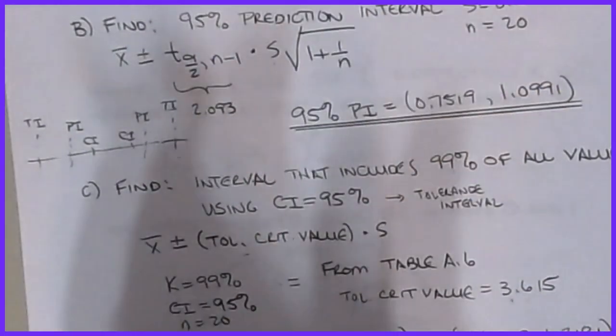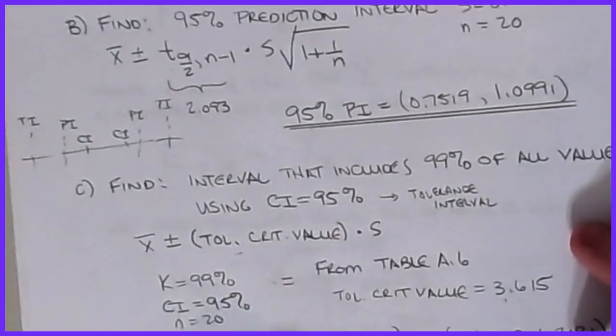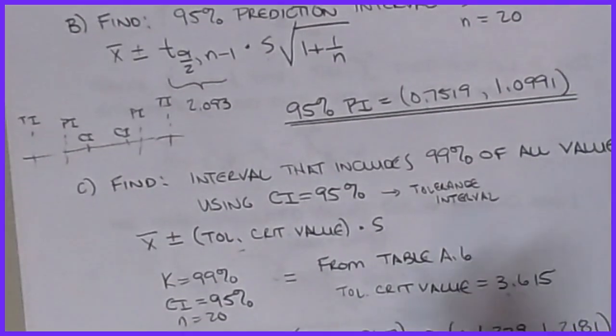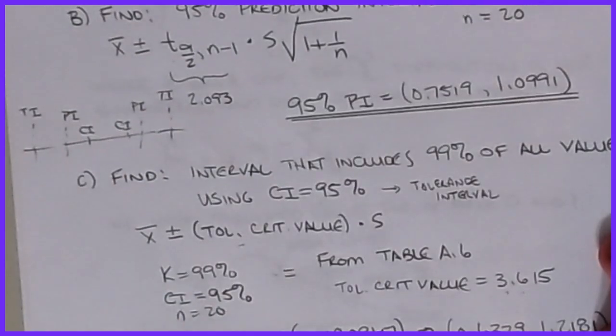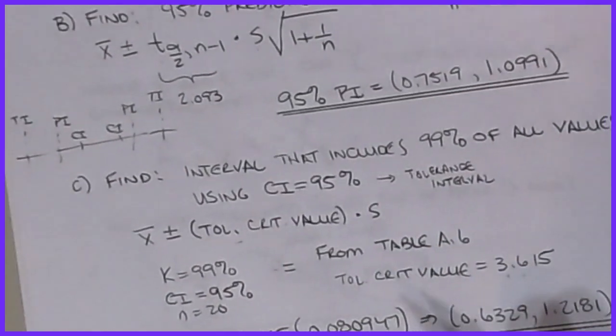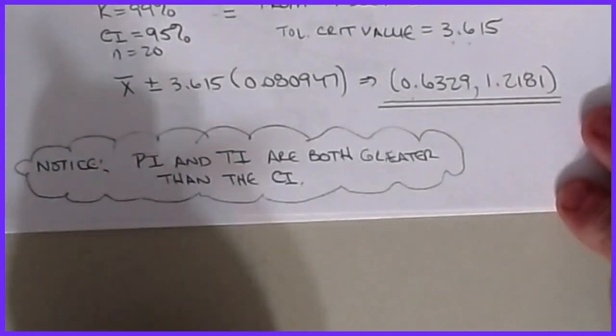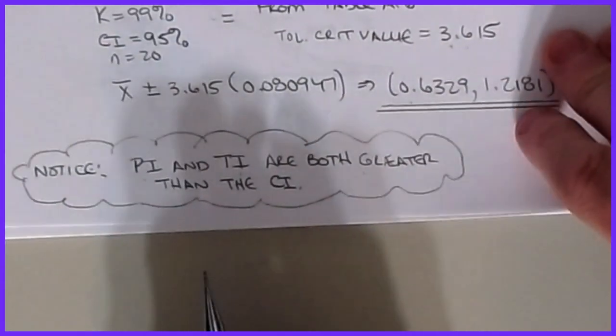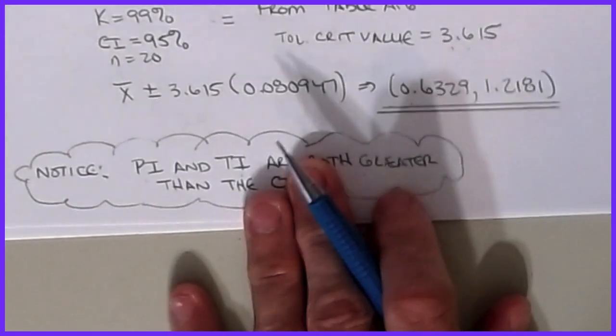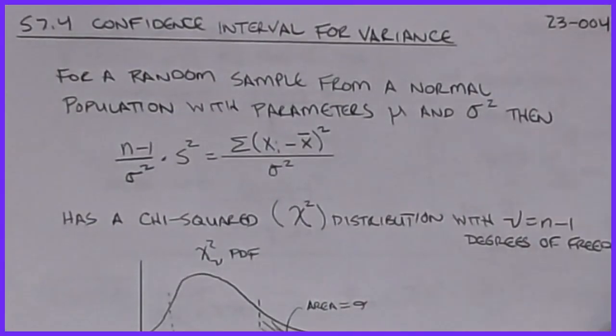We don't do a lot more than that in this class, but it can be pretty useful if you're trying to figure out, am I capturing all the data or am I just after the mean? It kind of depends on your application, what you're after. But the thing to remember in all of these is that the prediction interval and the tolerance interval are both greater than the confidence interval of the same percentage. All right, so keep that in mind.